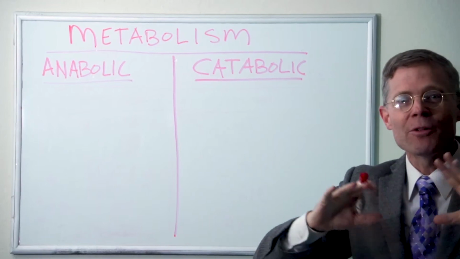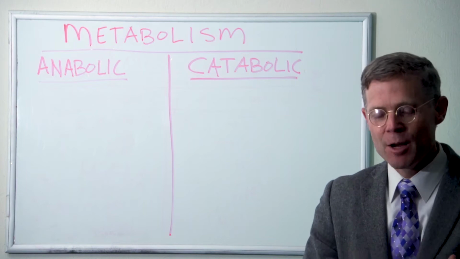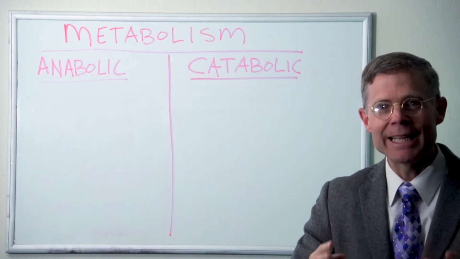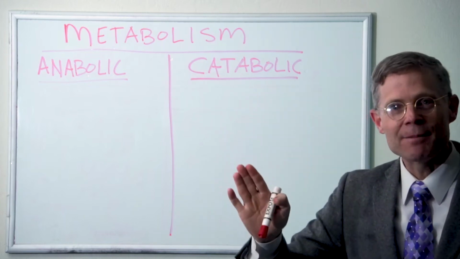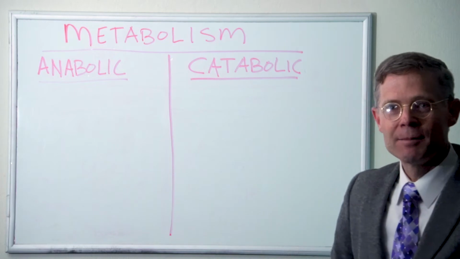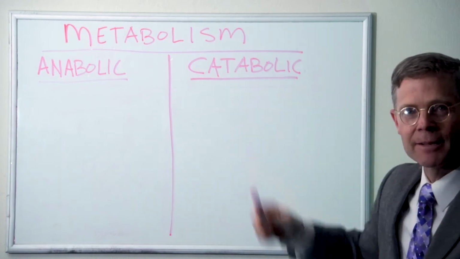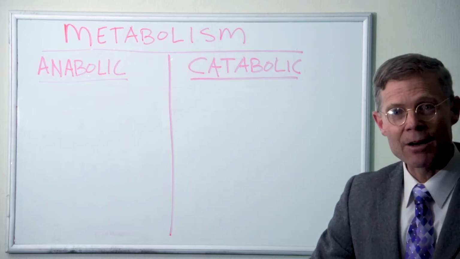Metabolism is all the reactions that are going on in your body. There are chemical reactions going constantly, protein being made. Mostly, it's energy production. There are two different types of metabolism. One is anabolic metabolism, the other is catabolic. Anabolic is building up. Catabolic is breaking down.